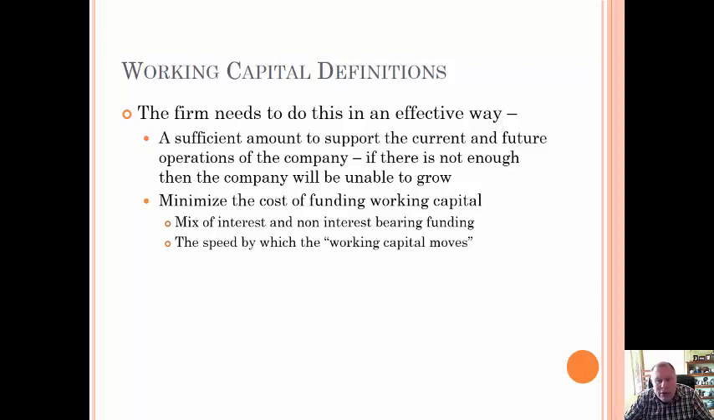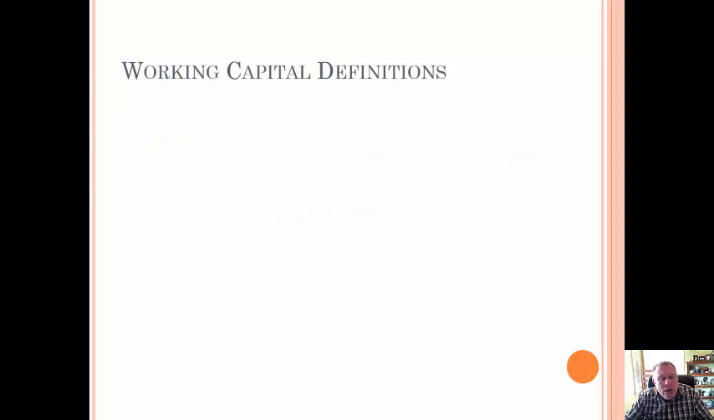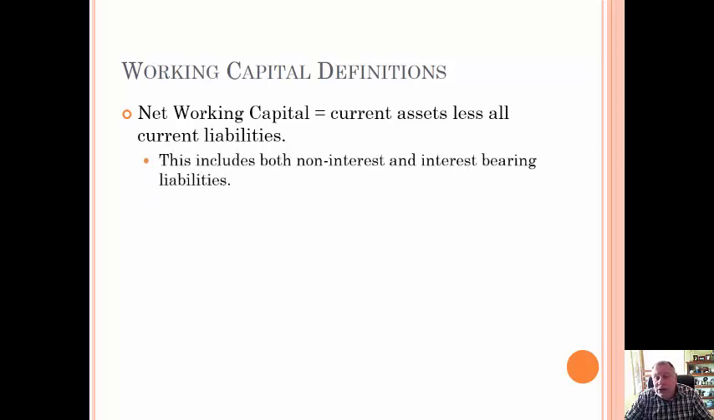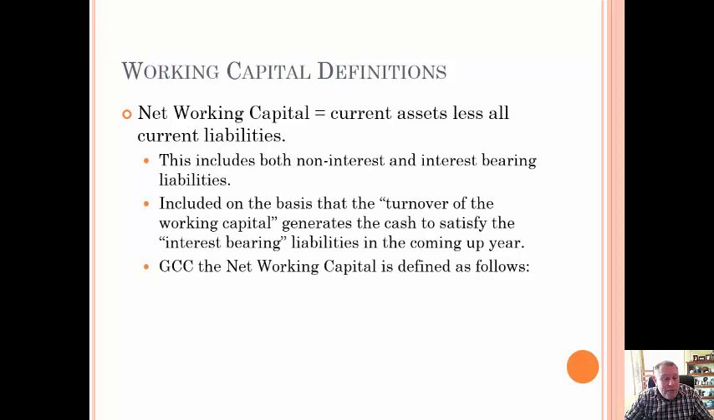So there's a relationship there. Now, there's another definition of net working capital, and that is current assets less all current liabilities. This includes both non-interest bearing and interest bearing, and it's included on the basis that the turnover of the working capital generates the cash to satisfy interest-bearing liabilities in the coming up year. Now, that's a very simplistic model because it ignores the fact that this is a going concern. Okay, you're assuming that a business is continuing in operations.